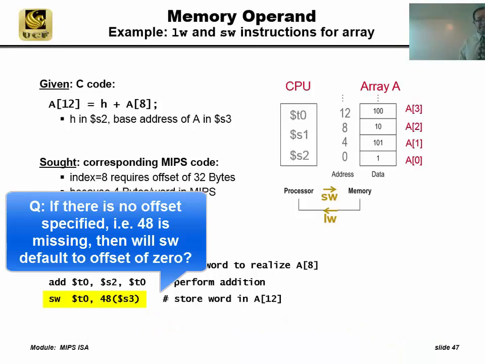Question? If you don't specify the offset, will it default to 0, or do you have to? Technically, there has to be a 16-bit number here, but we'll see later how that works. If you put it in Mars, I think Mars, if you don't put a value here, allows it to be defaulted to 0. In fact, I know I've coded that before. But that is actually the assembler being nice to you and correcting your mistake and putting a 0 there for you. So yes, it will work.